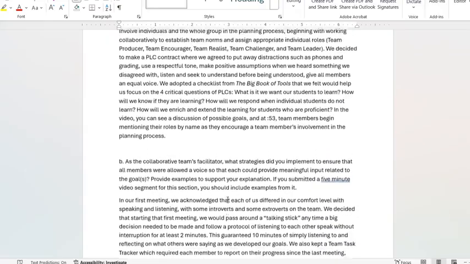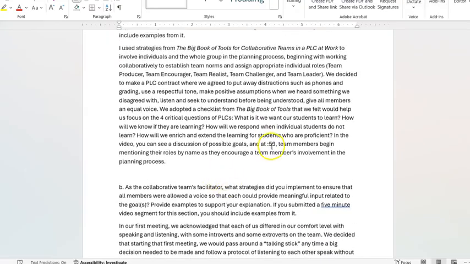And I talked about, this is how you document the timestamps for a video. So if I'm going to say, how will we respond when individuals do not learn? Those are my questions. And in the video, you can see a discussion of possible goals. And at the point 0 minutes and 53 seconds, team members begin mentioning their roles by name as they encourage a team member's involvement in the planning process.